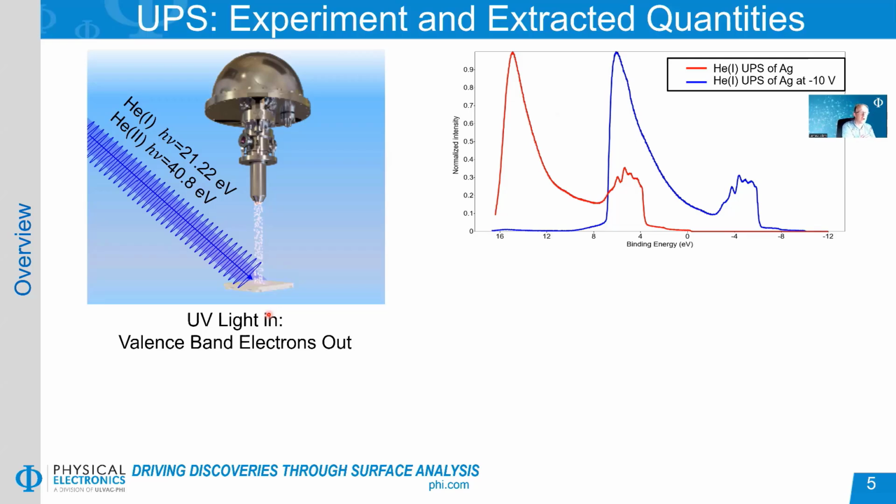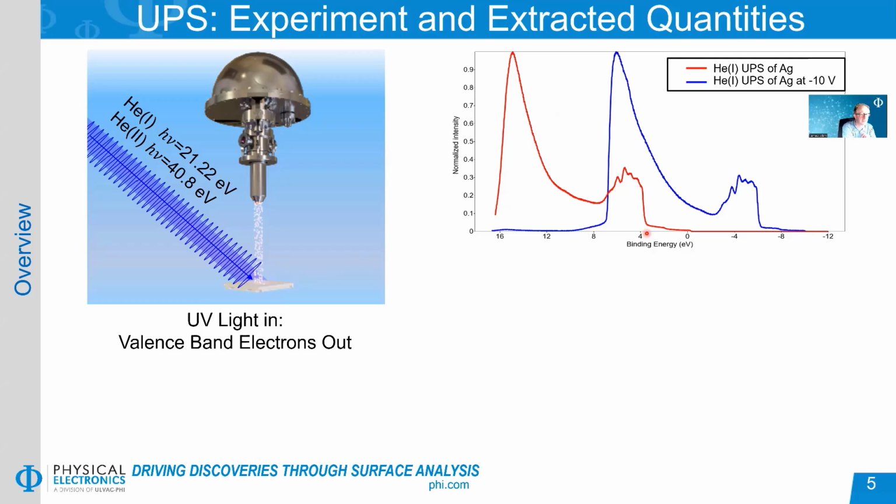So when we take a UPS spectrum, we're going to take a look over a binding energy range. It's relatively small and with high resolution. And in order to get all the information we need, we will also need to apply a small bias to the sample to force the electrons into the analyzer when they come out with zero kinetic energy.